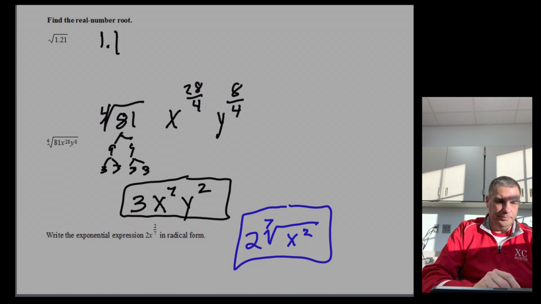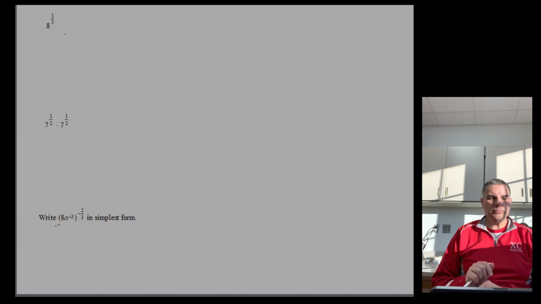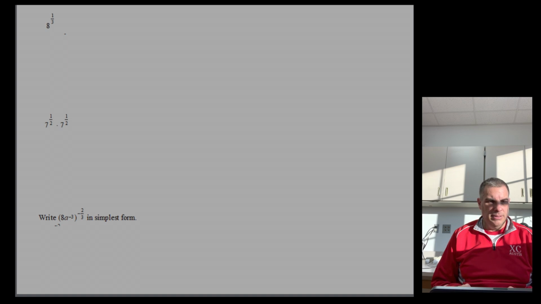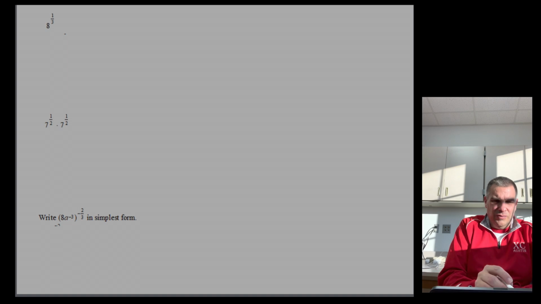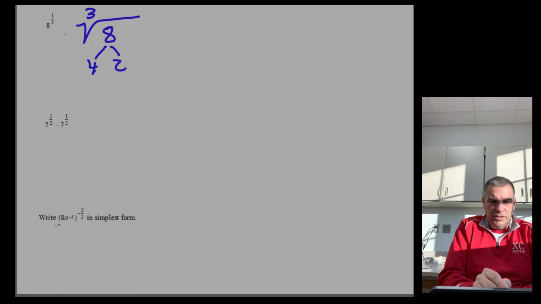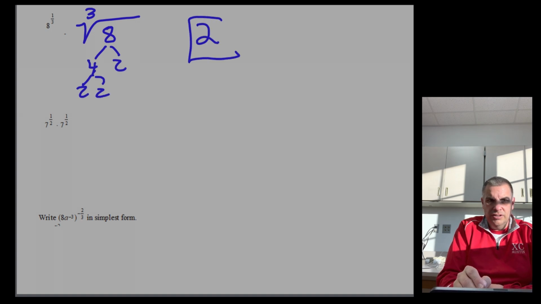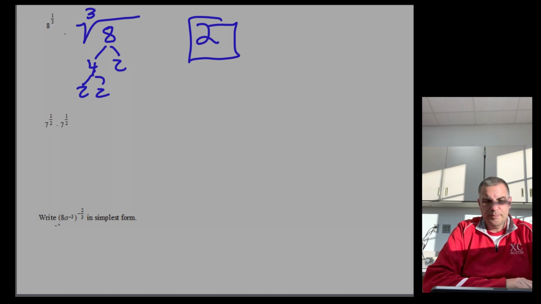The next one, 8 to the 1/3. Again, it just wants us to simplify this. So 8 to the 1/3, if we think about that, that's the cube root of 8. It's 4 times 2, 2 times 2. So the cube root of 8 is just 2. You're done.